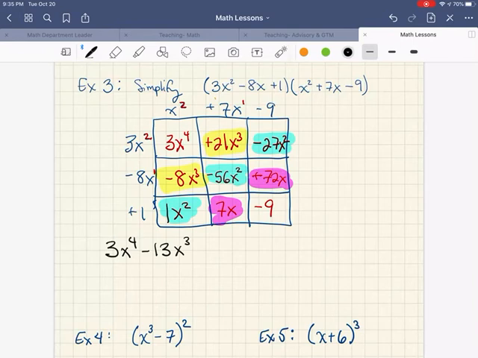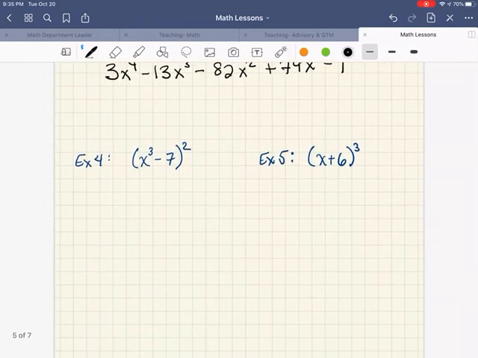So we're adding 1 plus negative 56 plus negative 27, and we get negative 82, x squared stays the same. We add the pink terms together, and we get positive 79x, and we bring down the minus 9. All right, pause it if you need to take a second, watch it over again. Let's do the last couple types of problems.